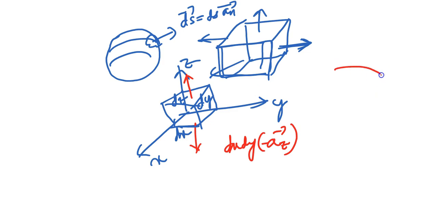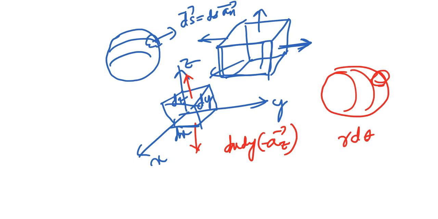Suppose I want to take a small spherical surface here. That will be r squared sin theta d theta d phi ar, outward in the ar direction. How does it come? It will be discussed later on.